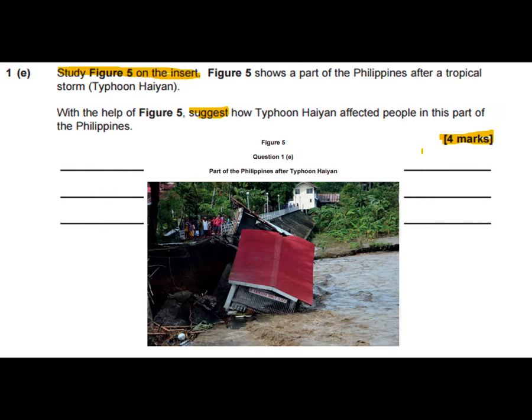But in this case, they're kind of testing whether you can just identify things that affect people in the picture. So you might start off with, in figure 5, I can see, and then say something that you can see that affects people, and then explain how that affects their lives. Again, it's a simple thing for you to do.